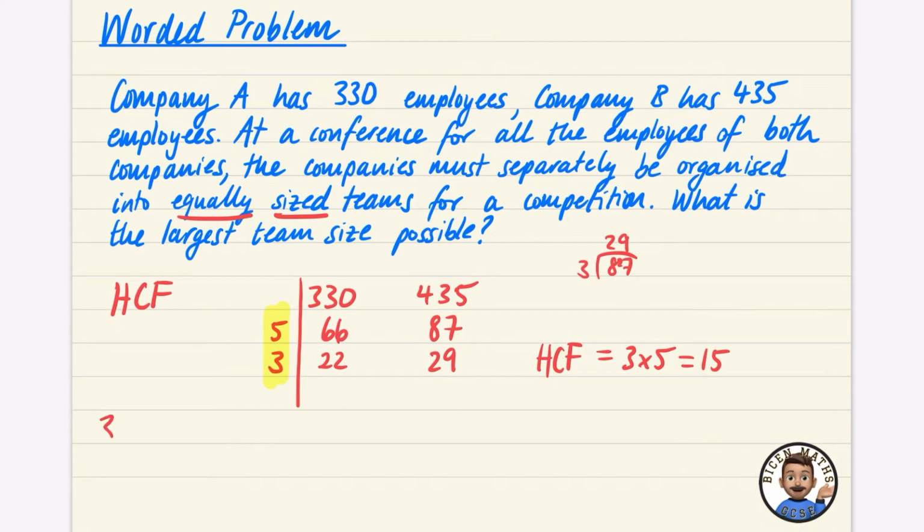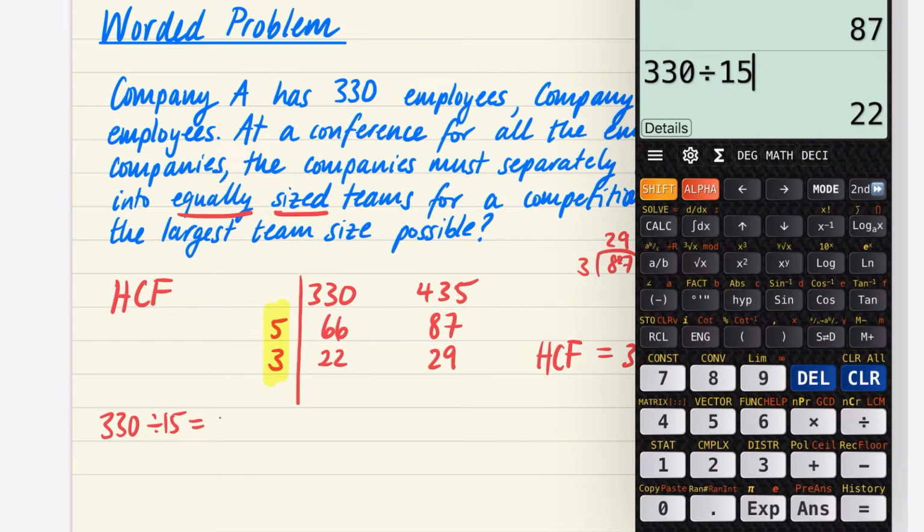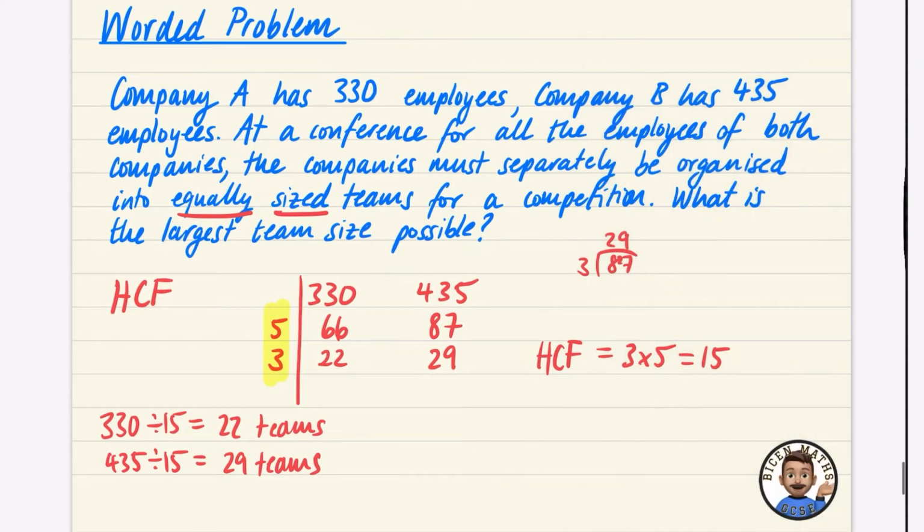Let's just see how many teams there would be. If I do 330 divided by 15, there are going to be 22 teams from company A. And if I do 435 divided by 15, there are going to be 29 teams from company B. And so 15 is the largest. What is the largest team size possible? 15 people or 15 employees.